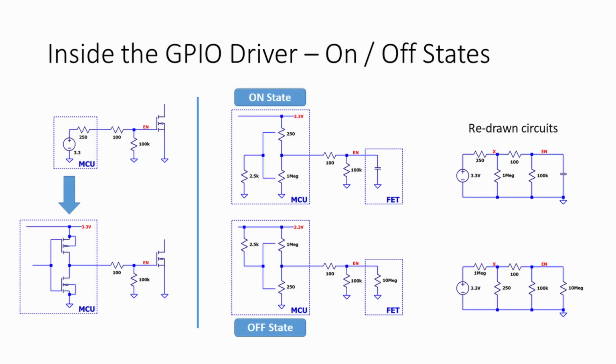The estimated output resistance can also be used to see what the on and off states of the GPIO output look like. The redrawn textbook-like circuits are provided here in case you're pretty new to circuit analysis or design. But because we have strong pull-up or pull-down paths through the 250 ohm resistors, the actual voltage at the gate of the FET should be very close to 3.3 and 0 volts respectively.